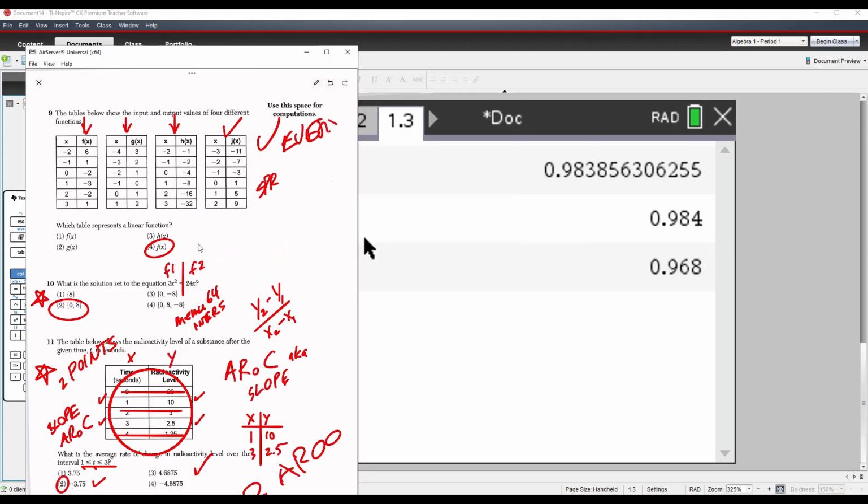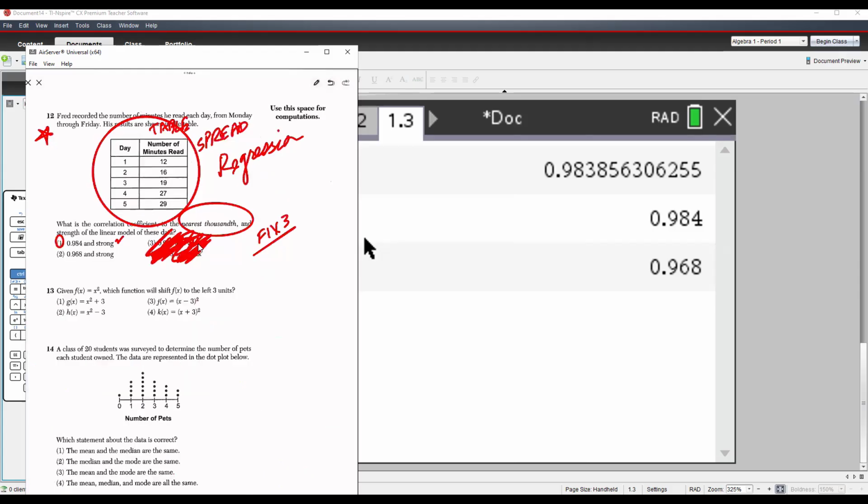If you're doing a regression, you definitely have to enter all of the data. The only time that you never enter all of the data is if it's an average rate of change question, because that's slope and you only need 2 points. So please remember that. All right.